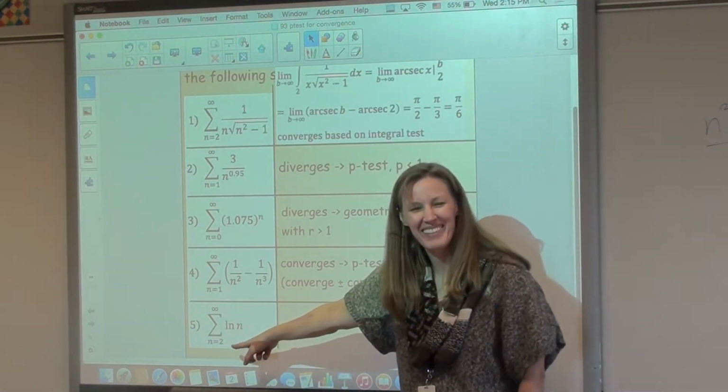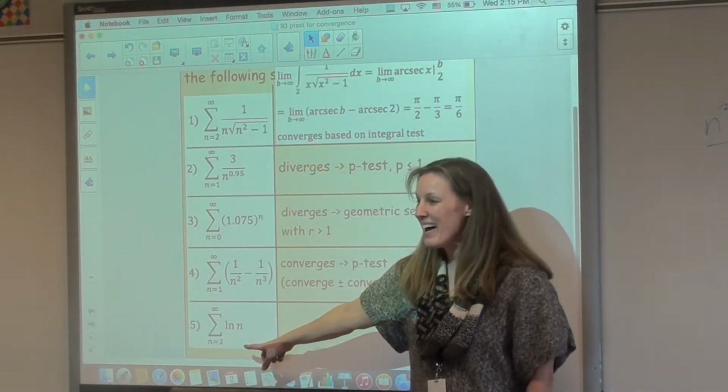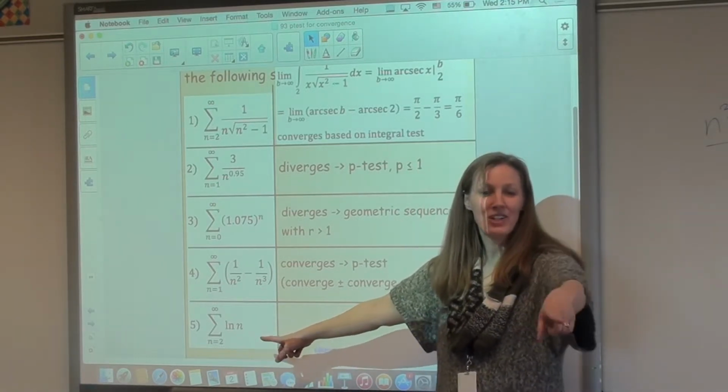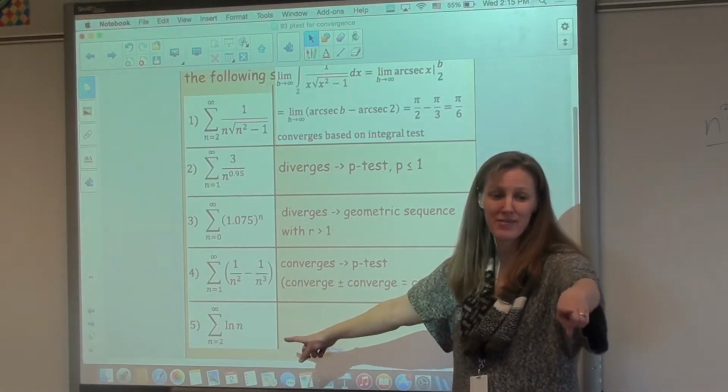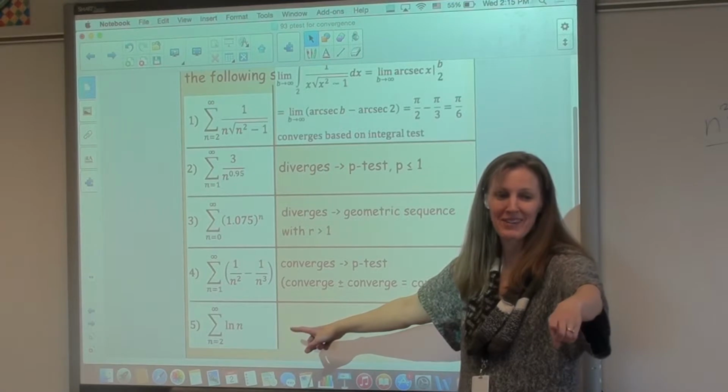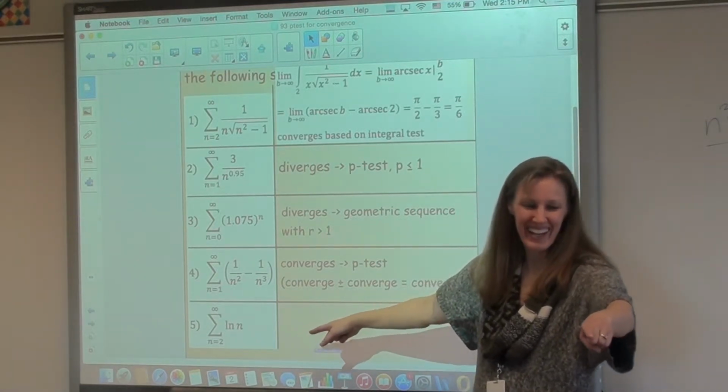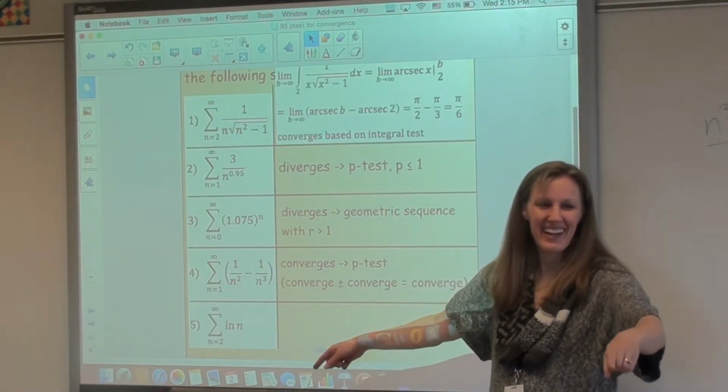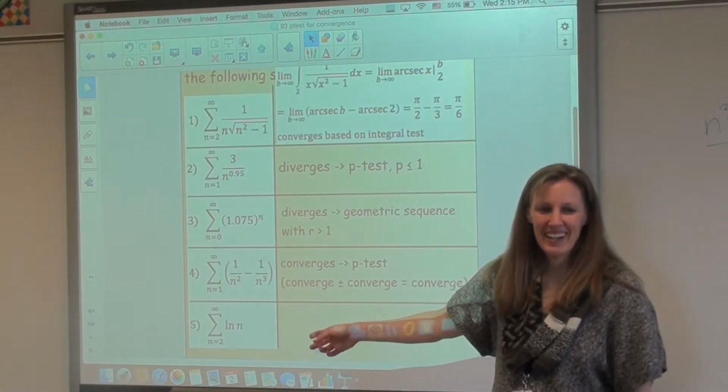Number 5. What if I didn't get number 5? As a matter of fact, I know someone over here who got number 5. Whoever's sleeping. You can sleep. Paul Williams. Yes. Hey, Paul Williams.